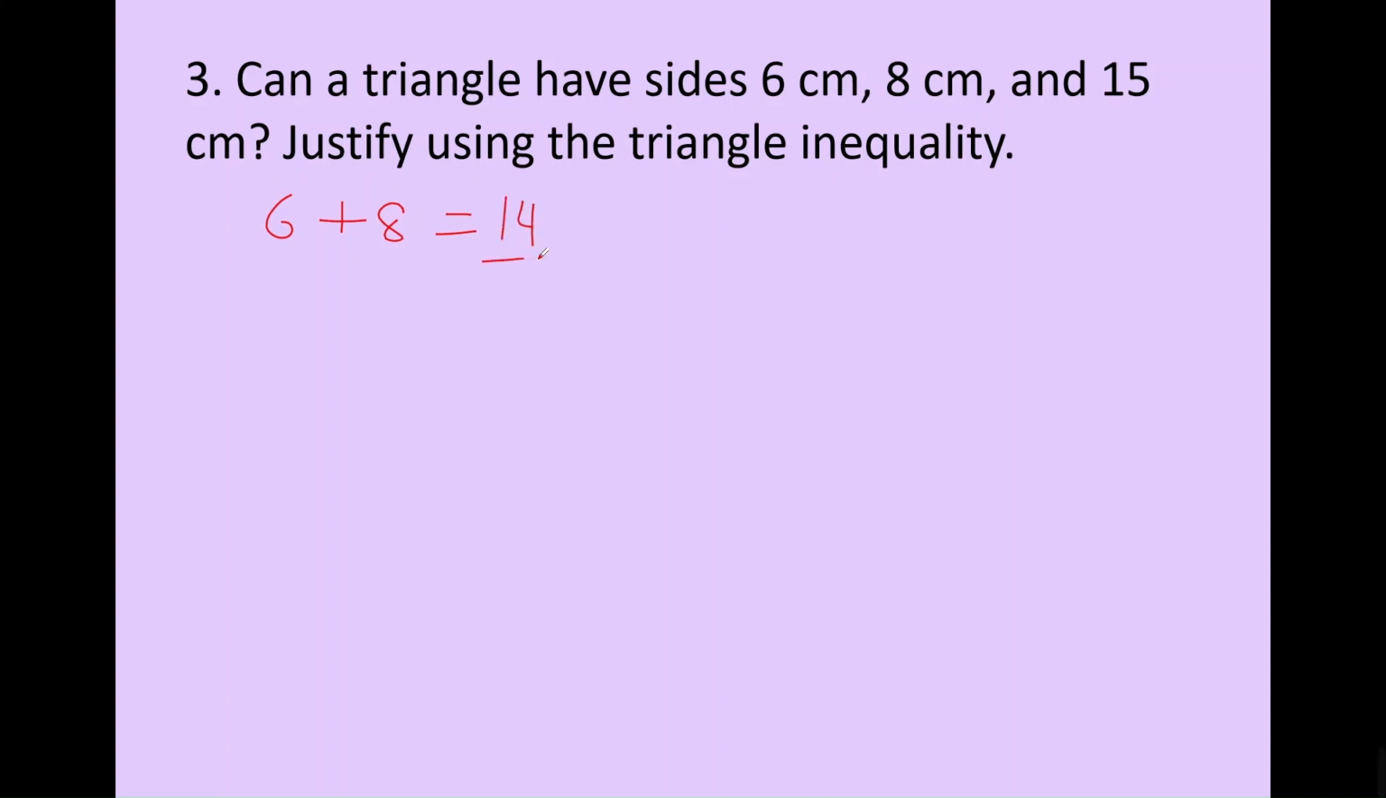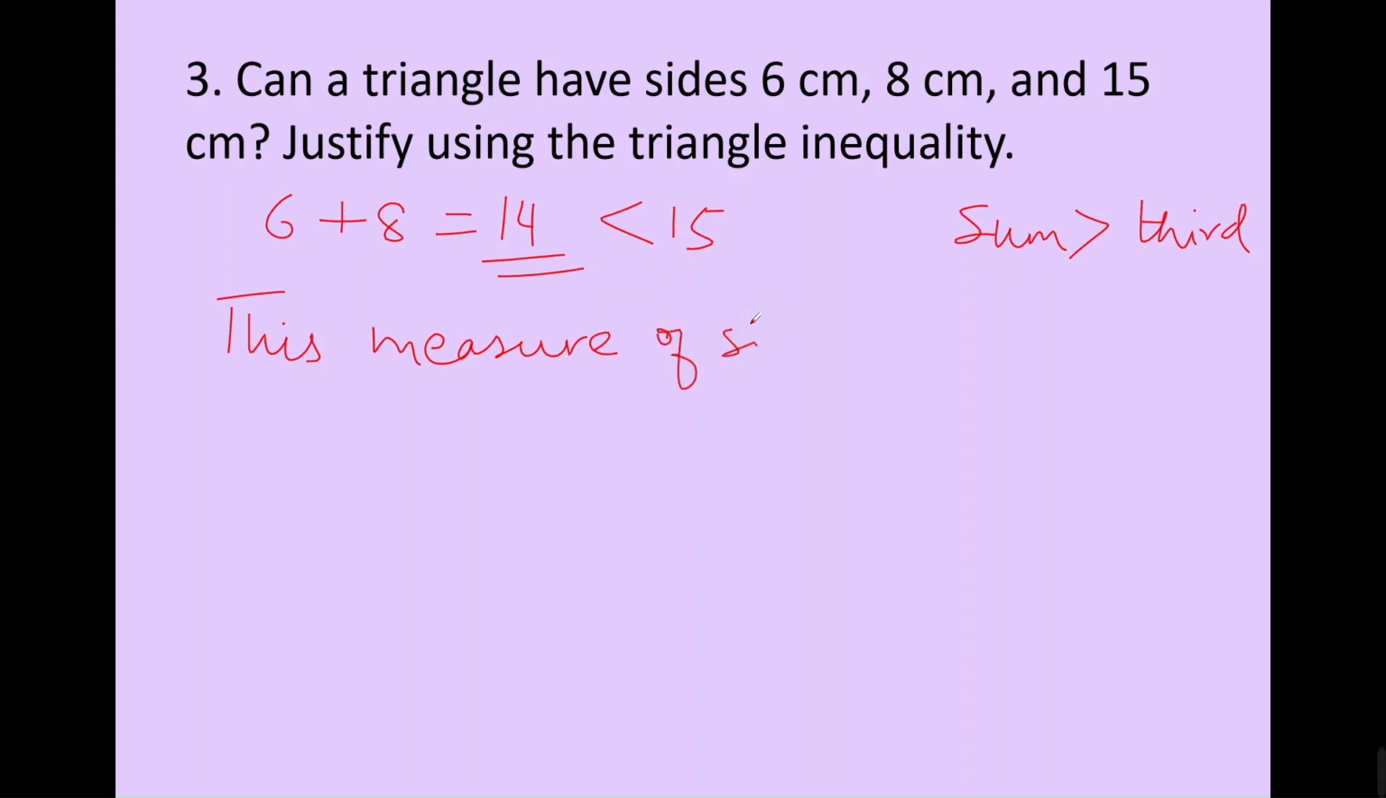Okay, now here you see that when we add these two sides, we are getting 14, which is less than the third side. Now, according to the property, the sum should always be greater than the third side. So here at the first attempt itself, we are getting that it is not. So hence we will say that this measure of sides is not possible. It doesn't make a triangle.